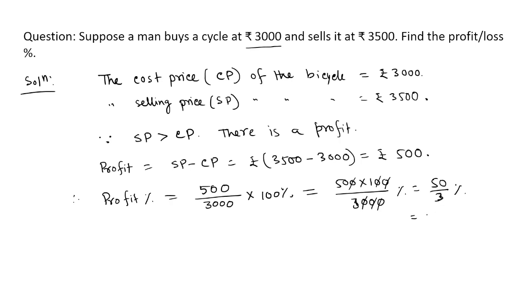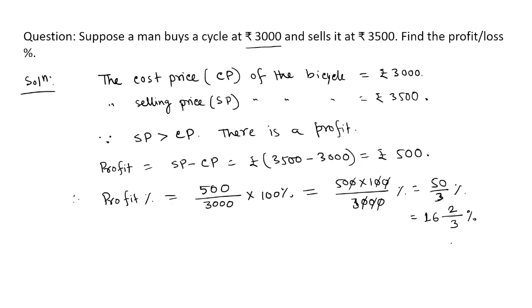3 ones are 3, carry 2, so 20. So, 6 into 3 is 18. Now, 2 remains extra, 2 by 3. So, 16 complete 2 by 3%. So, that is the amount of profit percent.